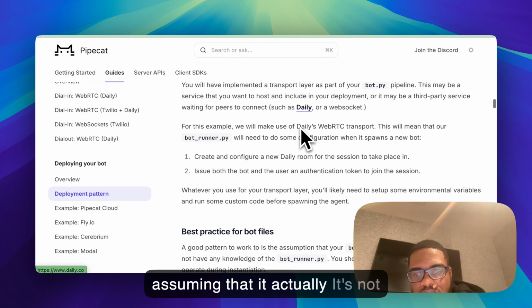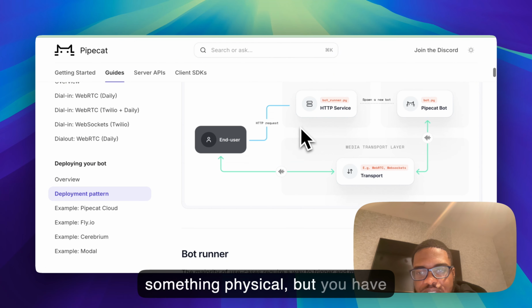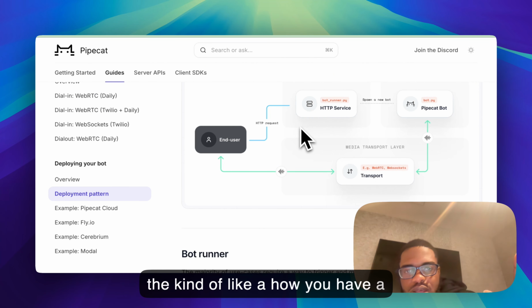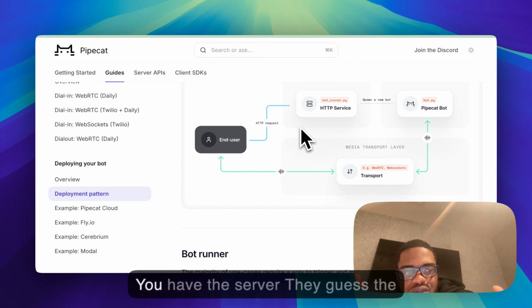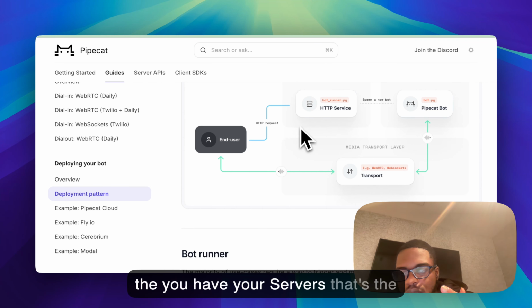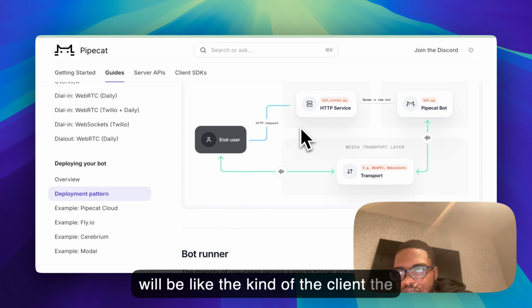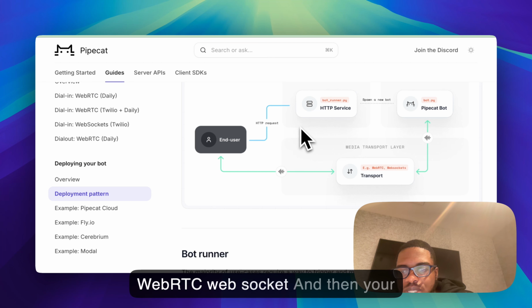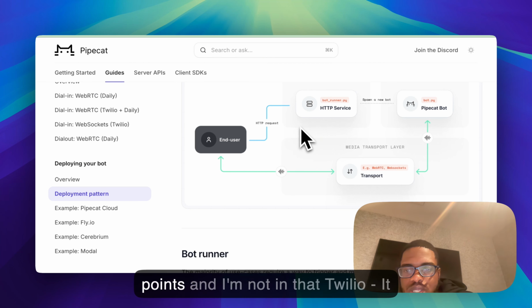So what I'm assuming is that it's not something physical, but like how you have HTTP requests where you have the client and the server, I guess WebSockets and WebRTC work the same way. You have your server, so that's the code, and you have the client. If you're connecting this Pipecat to Twilio, Twilio would be the client, or the entry point, or one of the points of the WebRTC or WebSocket, and then your code would be another one of those points.